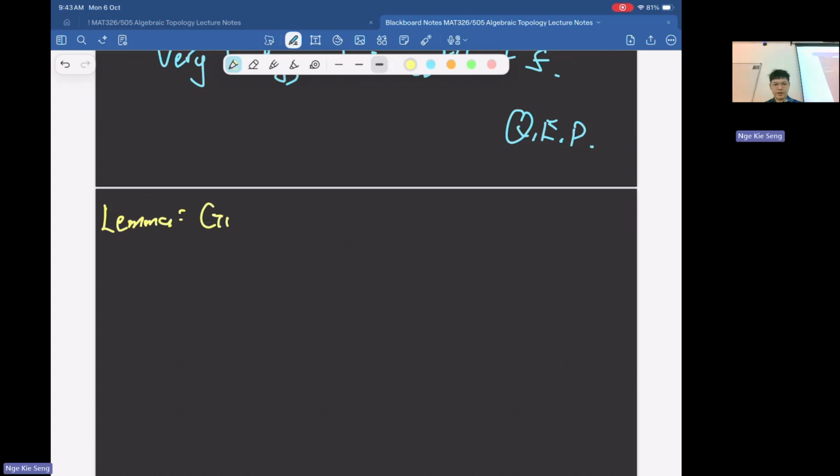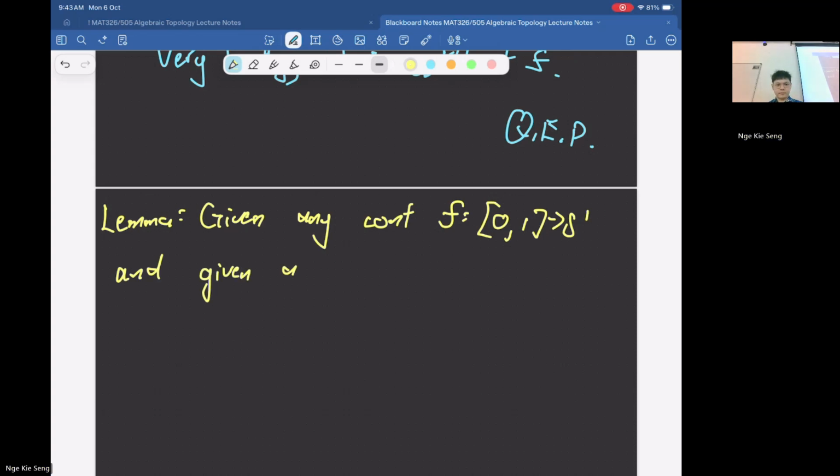So now it's very specific. We just consider a continuous map from [0,1] to S1. And then we pick a fixed point y0 in R again, such that f(0) equals e to the i y0.